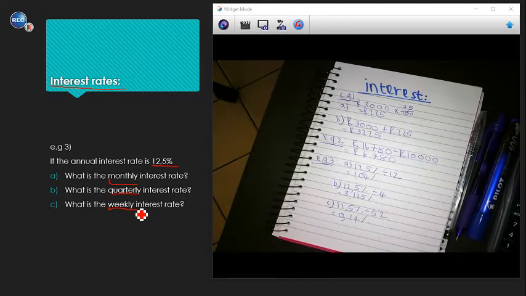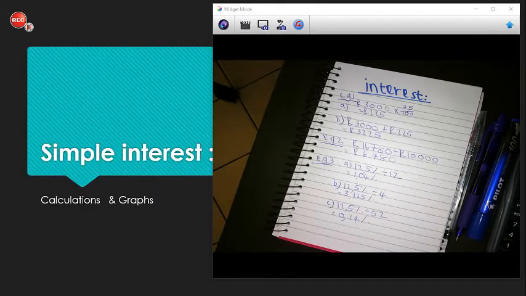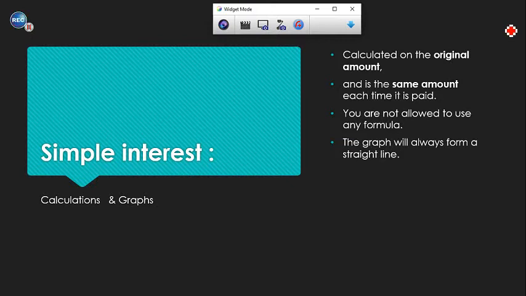So that is question 3. Now, if we start looking at simple interest, this is what you did last year. Remember, we said that the definition was that we're going to use the same amount every time we calculate it, and it's calculated on the original amount. It's the same amount each time it is paid, and then also we are not allowed to use any formula. We haven't been so far, and your graph will always form a straight line, even over a long time period.